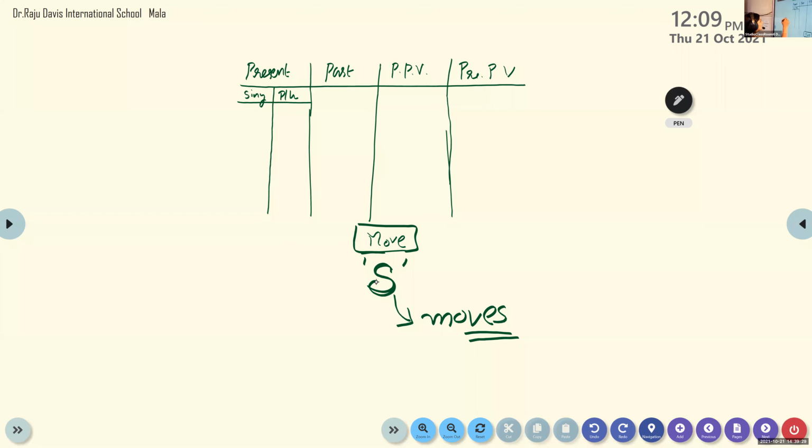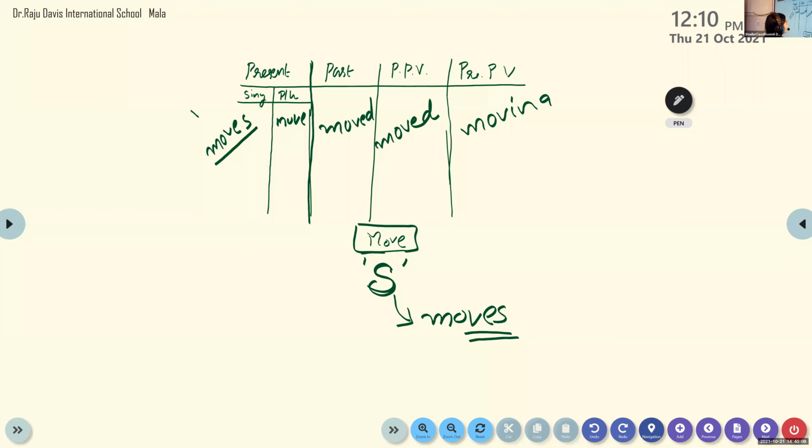As Isha said, I'm going to enter M-O-V-E, move, under present tense plural. So what is the singular form of move? Moves, M-O-V-E-S. All the S, ES, IES forms come under the singular form in present tense. The base forms come under the plural. And what is the past form? Moved. And the past participle form? Moved itself. What is the present participle form? Moving.